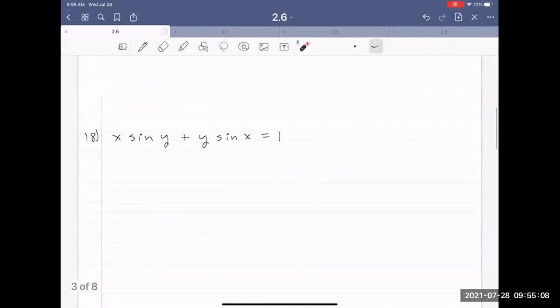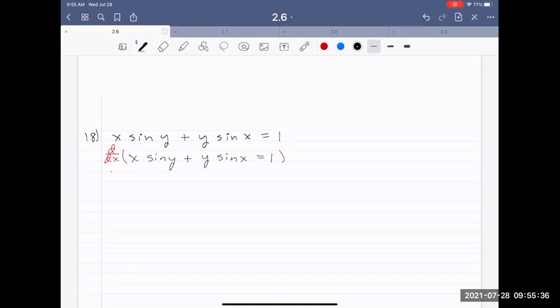Okay, let me do problem number 18. So again, we have x sine y plus y sine x is equal to 1. I want to find the derivative of this. I want to determine dy dx. So let's take the derivative of both sides of my equation. Let's use the product rule. The derivative of the first times the second plus the first times the derivative of the second.